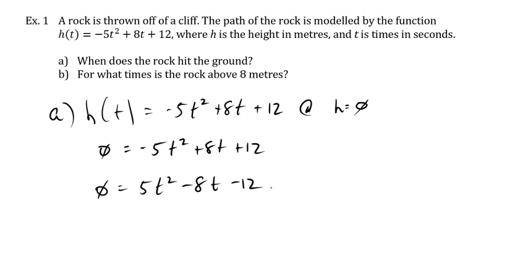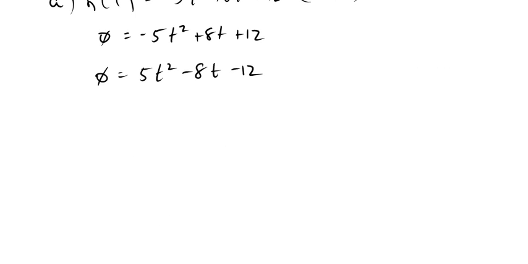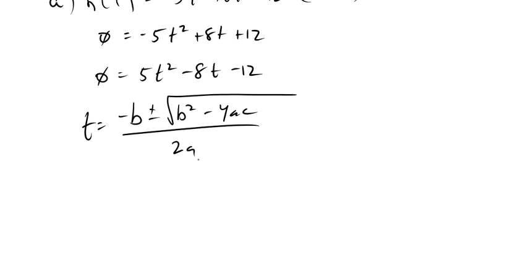And hopefully you recognize that's not a perfect square, but check it anyway. Not a perfect square means not factorable, so we have to use the quadratic formula. Okay, very good. So that means t equals negative b plus or minus the square root of b squared minus 4ac all over 2a. So t equals negative negative 8, which is 8.